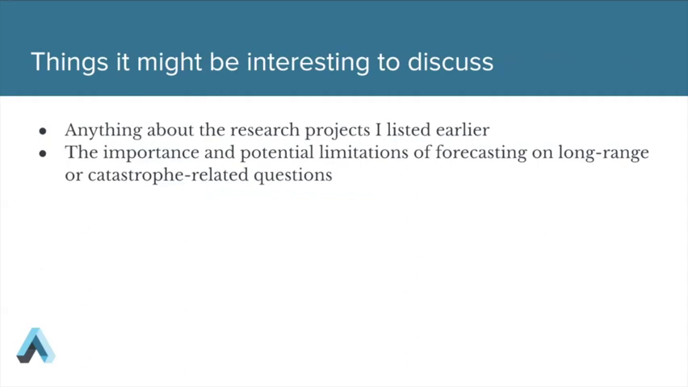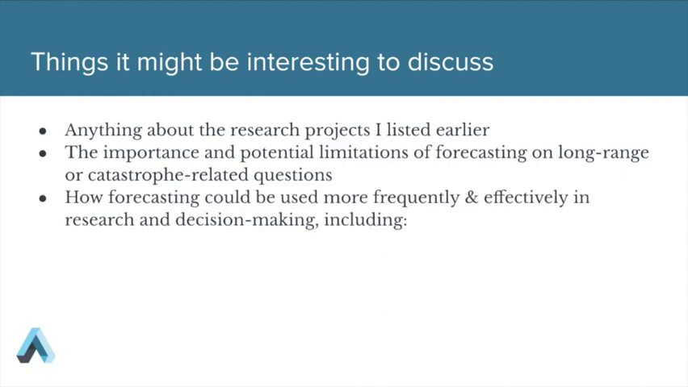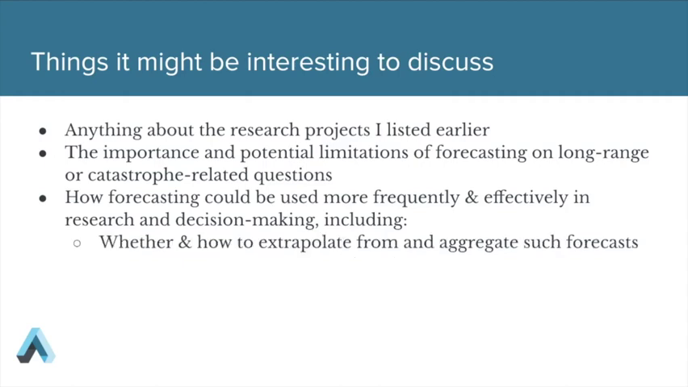So a lot of the questions of the tournament and the ones I'm most interested in are like, what's going to happen by 2050 in some extreme high-stakes situation? That's an unusual forecasting question, so we can talk a bit about that. How forecasting could be used more frequently and effectively in research and decision-making. So that includes things like whether and how to extrapolate from and aggregate such forecasts.